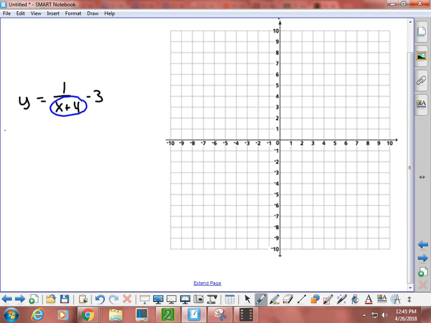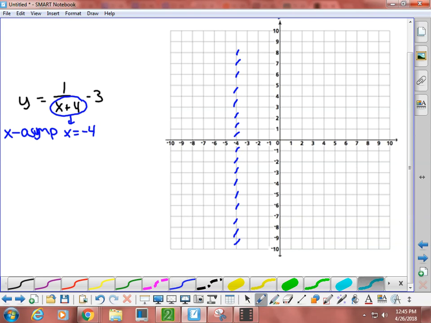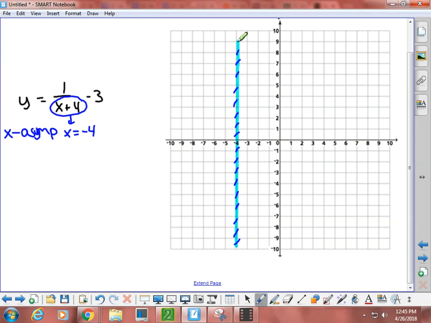So remember that here's our first one. Our x asymptote is going to be the opposite of this. So it's going to be at negative 4. So at negative 4, that's right here. So you can either draw a dotted line there, or if you would rather, you can use a highlighter and just go through and make a quick highlight on that. Whatever you want will work.